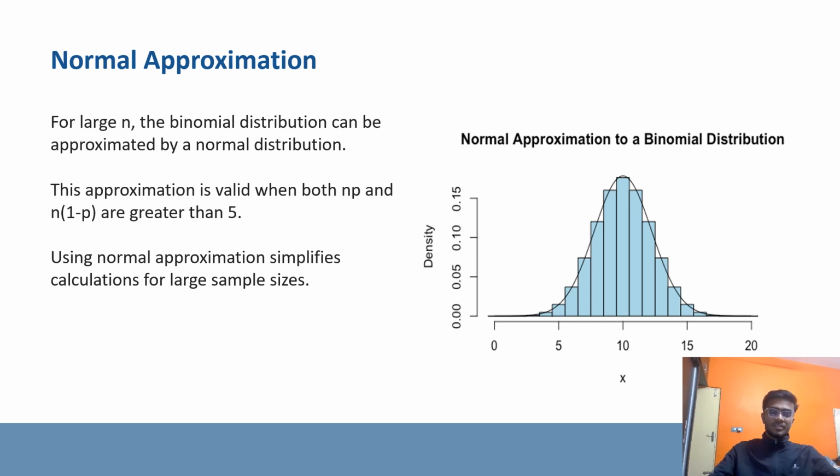Normal approximation. For large n, the binomial distribution can be approximated by a normal distribution. This approximation is valid when both np and n into 1 minus p are greater than 5. So np is the expected number of successes and n into 1 minus p is the expected number of failures, and both should be greater than 5. Using normal approximation simplifies calculations for larger sample sizes.